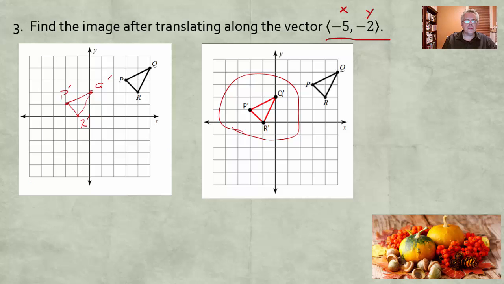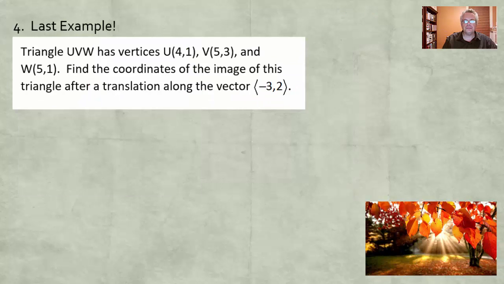Okay, what's next? We've got one more problem. All right, this one, no picture, but we can handle this. It says triangle UVW has vertices at U (4, 1), V (5, 3), and W (5, 1). Find the coordinates of the image of this triangle after a translation along this vector. So remember, this -3 means that x is being decreased by 3. The figure is moving to the left. And this 2 means y is being increased by 2. So all we have to do is subtract 3 from the x coordinates and add 2 to the y coordinates.